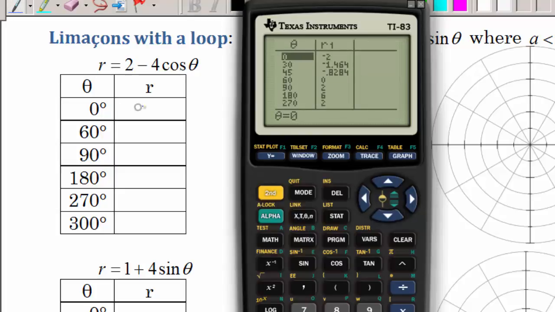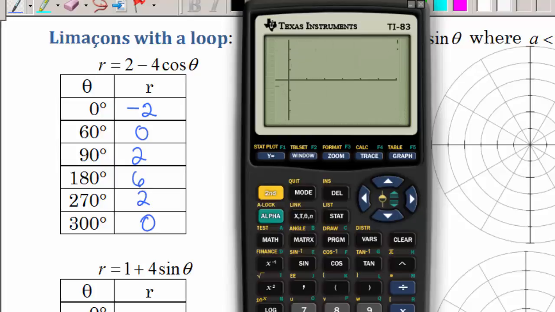and I'm going to do second graph and create my table. So I have 0, and those thetas are from the last exercise, so you can keep them. They're about the same. So I want to get down here to 60, then 90, 180, 270, and then I'd need to punch in 300. And at 300, I get 0 again. So it's supposed to have a loop.